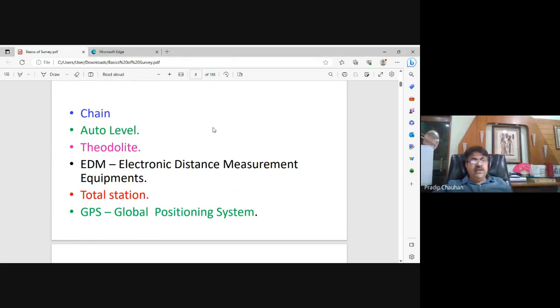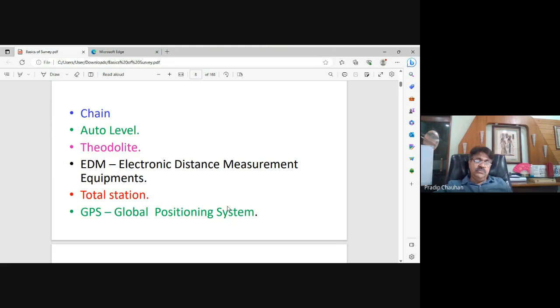So now we'll see that also in detail. So it's all total station. GPS, the global positioning system. This I will explain to you in detail, but let me explain in a line.